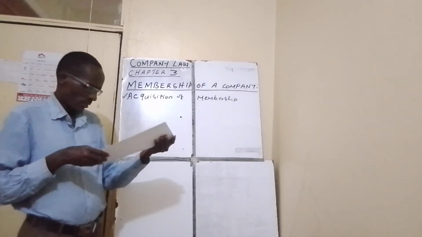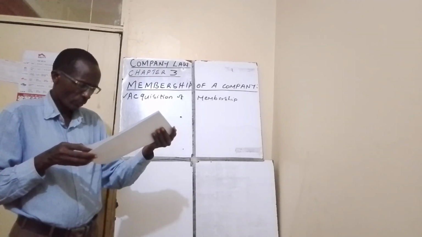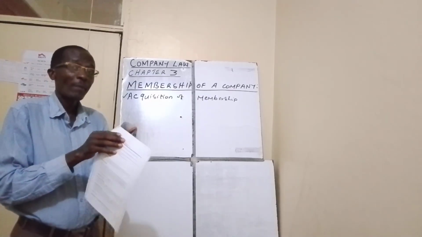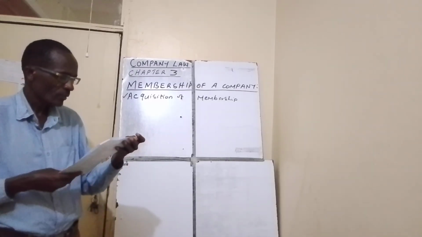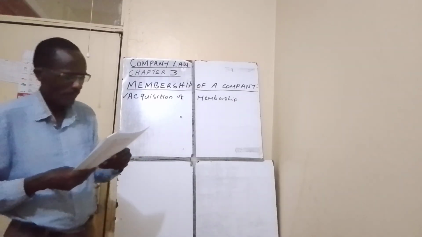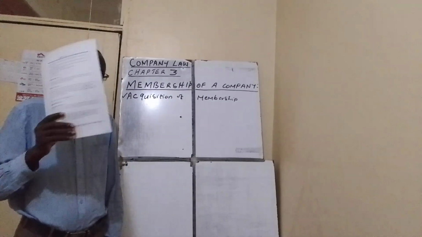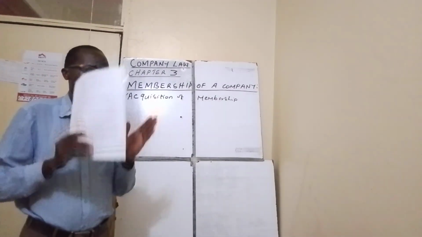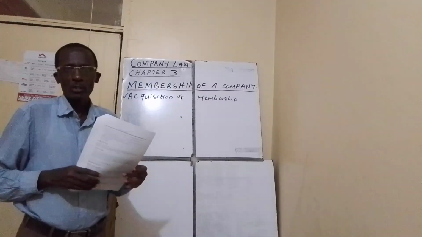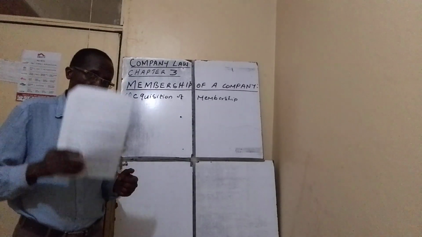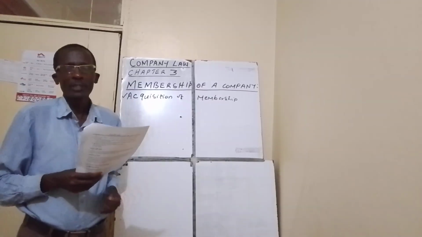Number 5, the other method of acquisition of membership is transmission on bankruptcy of a member. So bankruptcy again will result in transmission, not transfer. Upon being declared bankrupt, the shares are transferred to the trustee in bankruptcy. So once you become bankrupt, if you are an existing shareholder, those shares will be transferred to the trustee in bankruptcy.